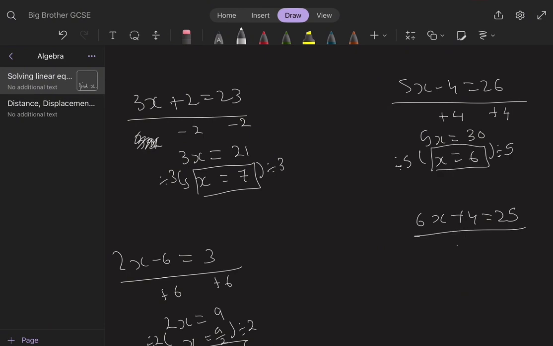For this one down here, we must minus 4 from both sides. 6x is equal to 21. That means for x, we must divide by 6. x is equal to 21 over 6. That can be simplified to 7 over 2.